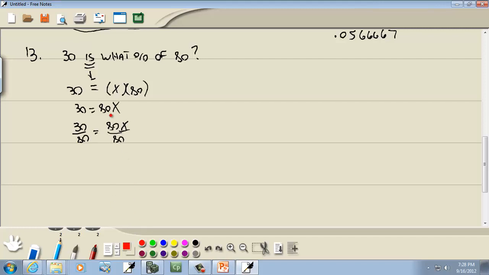Because a number right before an x indicates multiplication, and those 80s would cancel. And 30 over 80, they end at 0, so they're both divisible by 10. So that gives us 3/8.